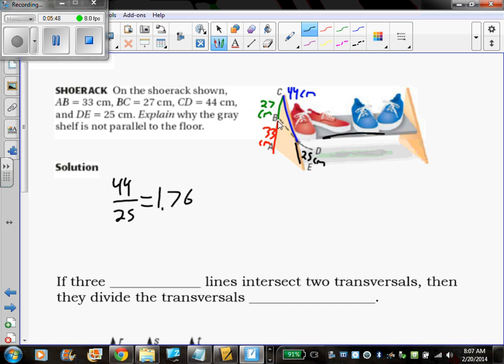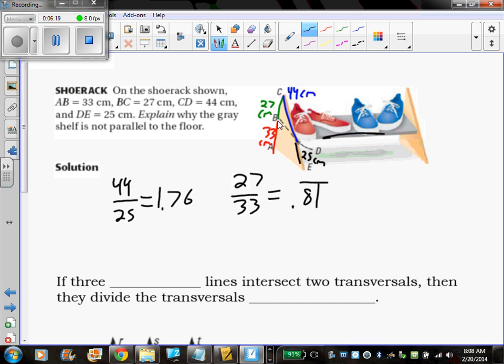So I started with that top segment and went to the bottom. If this is proportional, I should be able to do the same thing with CA, and we'll get a similar result. So I had 44 over 25. Now I'm going to do 27 over 33, because I'm taking the top value divided by the bottom value. 27 divided by 33 gives us 0.81 repeating. Clearly that is not the same thing as 1.76.